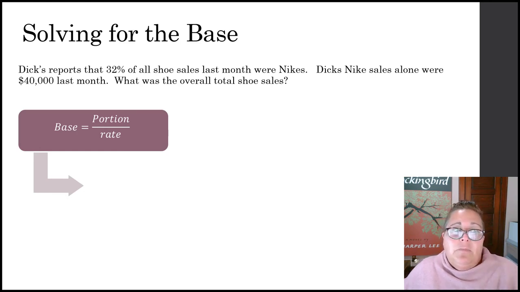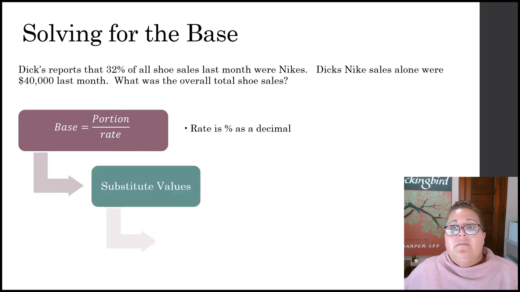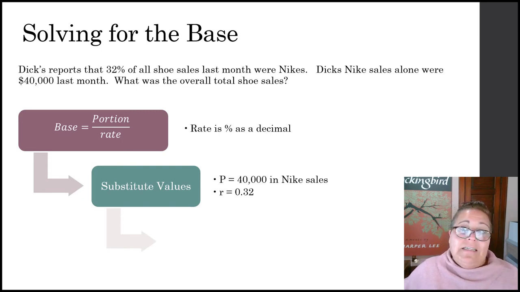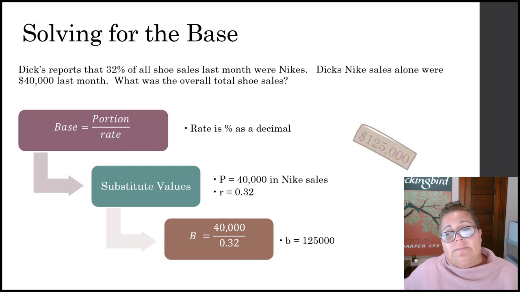The base is the portion divided by the rate. Keeping in mind, again, we want to use rate as the percent, as a decimal. Now, we're going to substitute our values in, noting that our portion is 40,000 and our rate is 0.32. And this gives us that our base is 40,000 divided by 0.32, or our B is $125,000.